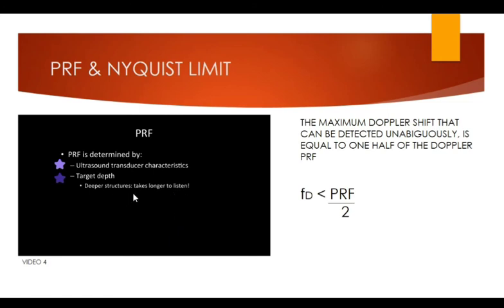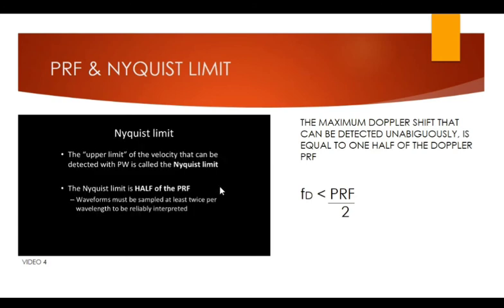Intuitively, we can understand that it takes longer for ultrasound waves to travel to and from deeper structures compared to more superficial ones. The presence of the PRF leads to what we term the Nyquist limit, which is essentially the upper limit of blood velocity that can be detected using pulsed wave Doppler. And the Nyquist limit by definition is half of the PRF.